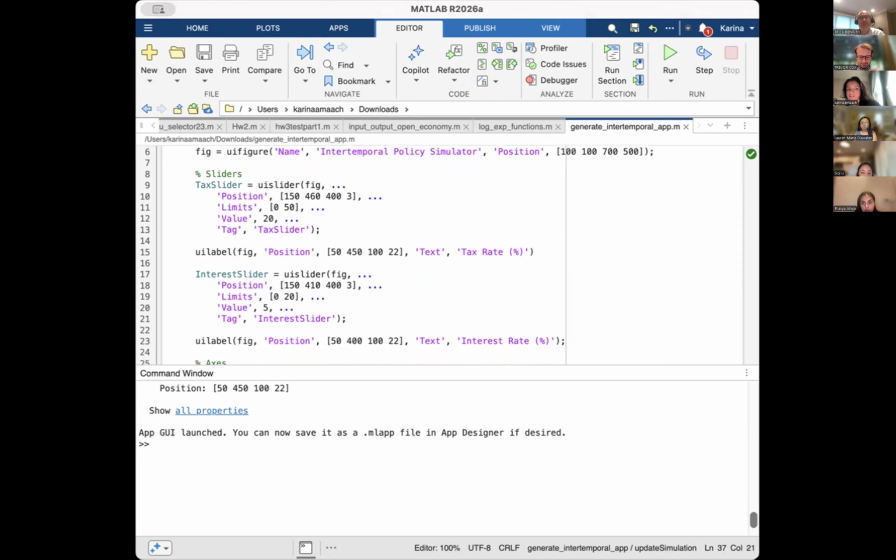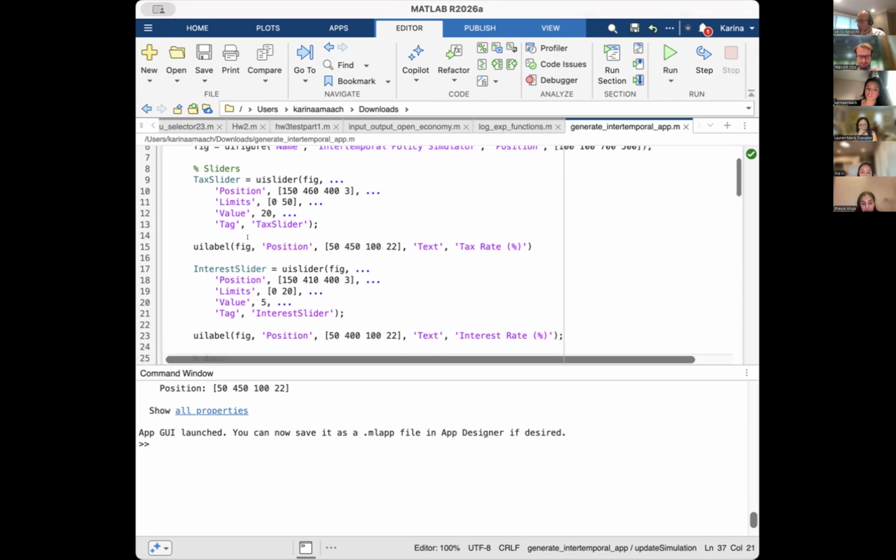Then you had the tax slider, and it basically just sets up the positions, its limits, the value. And this is really the first core part of the GUI window. So it has its positions and its limits. So limits are from 0 to 50%, and the value of the tax starts at 20%. And then it creates the text, the titles, as well as, again, the position.